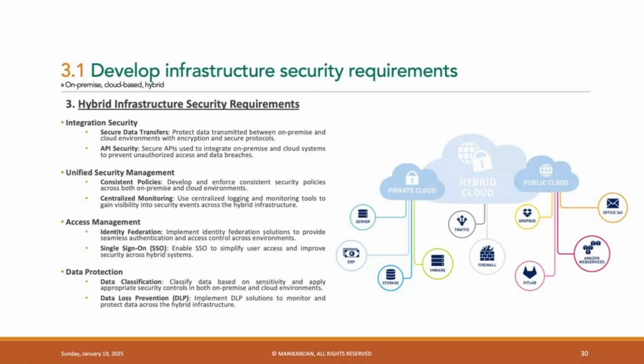Wherever possible, under access management, implement identity federation, where you can leverage single sign-on so that end users don't have to log into multiple resources. Have the federation work with single sign-on to improve the user experience. And finally, from a data protection perspective, classify the data based on its sensitivity and criticality and apply appropriate controls in both the on-prem and cloud environments. Finally, implement DLP and compensate this with DRM, digital rights management.